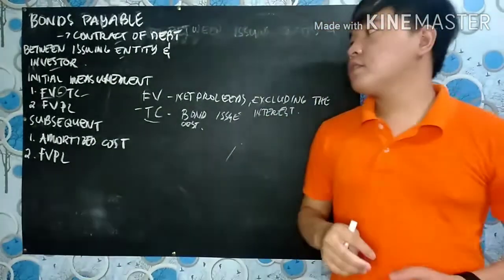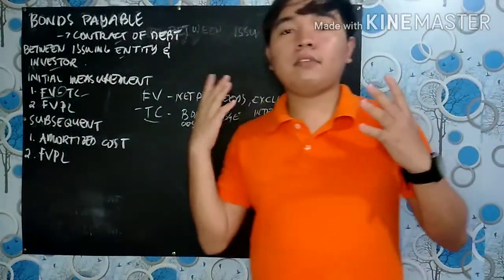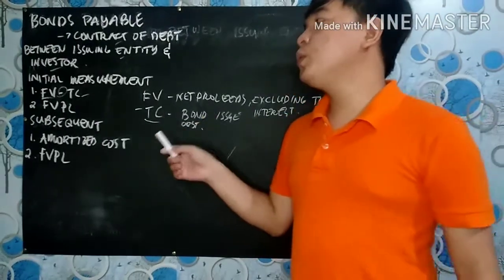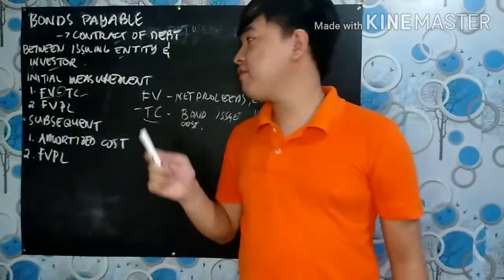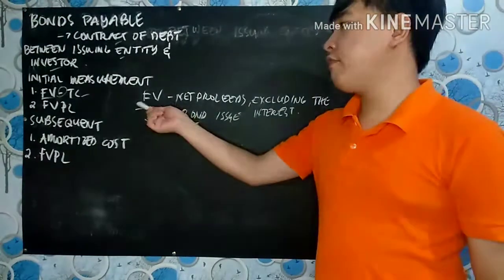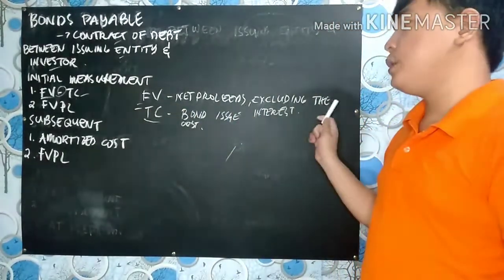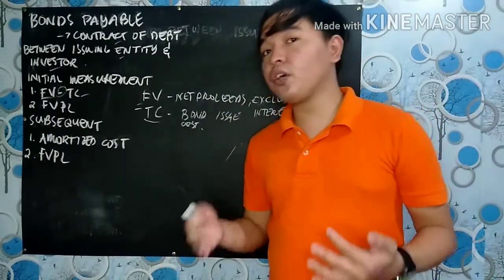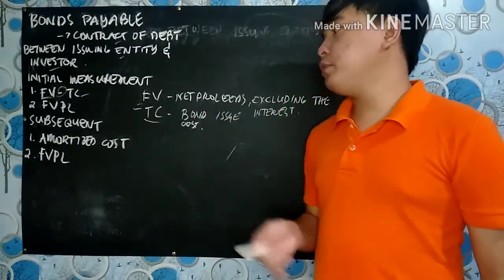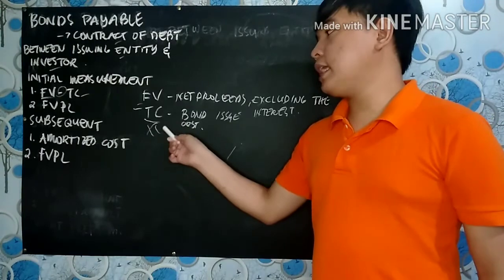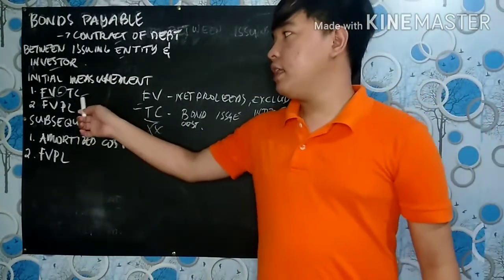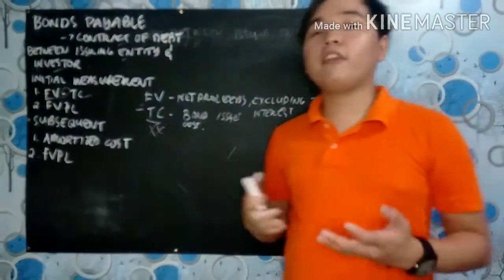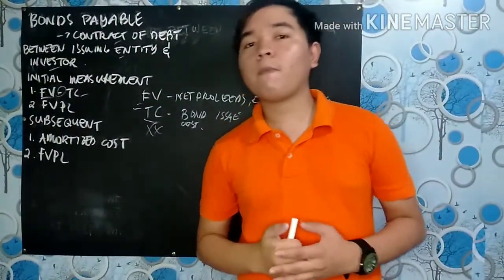So, yun po. Kapag nag-issue po ang corporation ng bonds, of course, to get the initial measurement of the bonds, kailangan niya makuha yung fair value or the net proceeds excluding the interest. Kung merong bond issue cost or transaction cost, kailangan po yung less, and yung makukompute natin, yun na po yung fair value less transaction cost. Okay po?